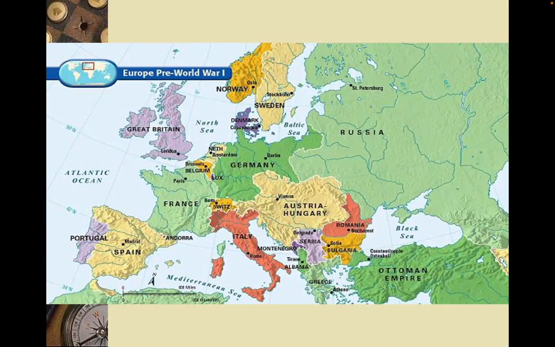We also have some aging and some weaker states. We have Austria-Hungary, which is the remnants of the old Holy Roman Empire. We have Italy, which though a new nation is developed, is still very weak. And then Spain and Portugal are still sticking around, but they don't enjoy the presence and the power that they once had.